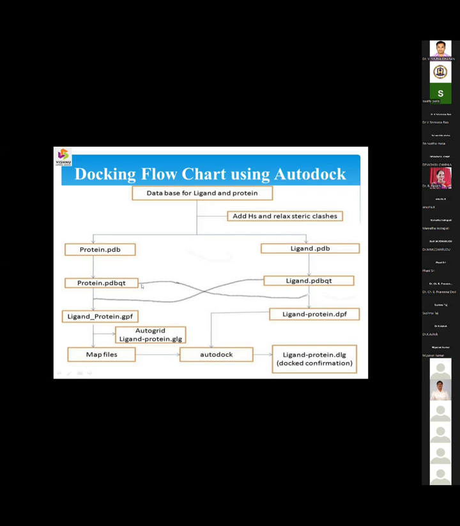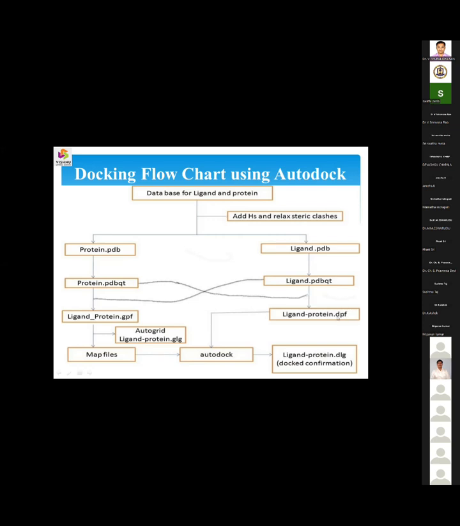After getting the protein PDBQT format and ligand PDBQT format, we go for grid generation. We generate the grid parameter file, the protein ligand GPF. From the grid parameter file, we get the map files. The AutoGrid log file is the GLG, the grid log file. After that, we allow it to go for docking, and we get these formats: the GPF format, the GLG format, and the ligand protein DPF format, the docking parameter file.